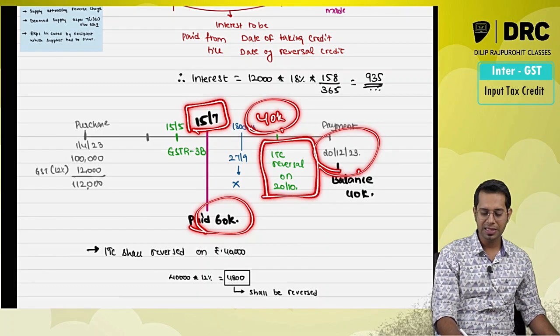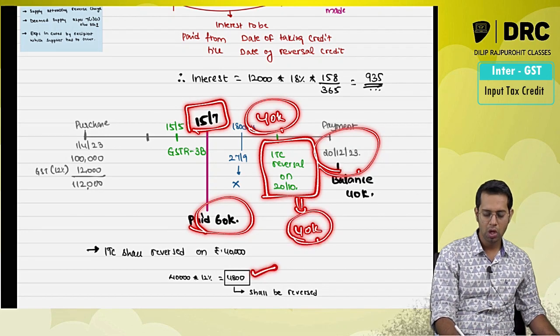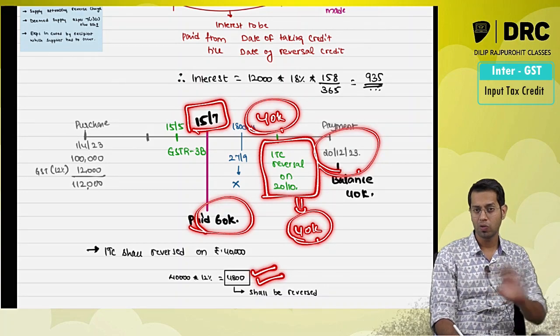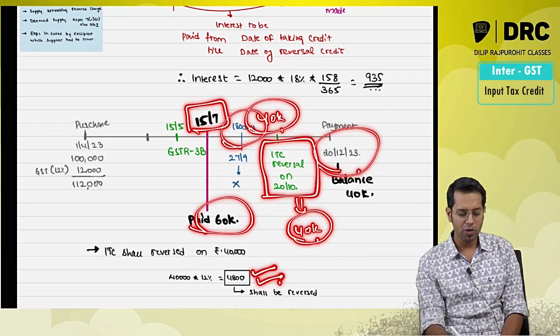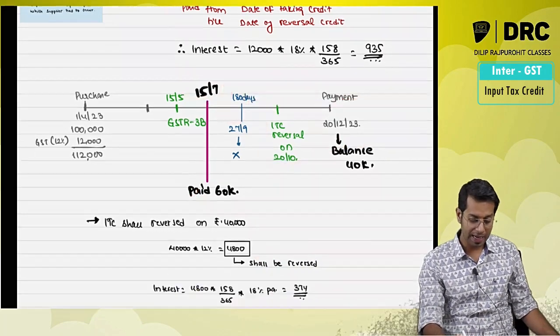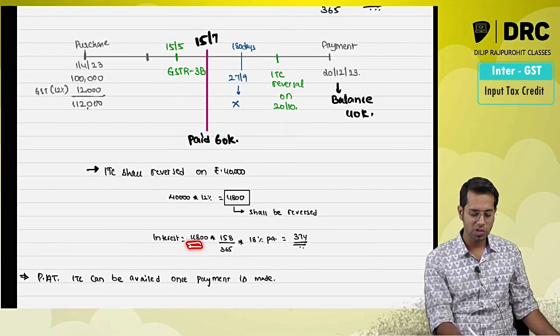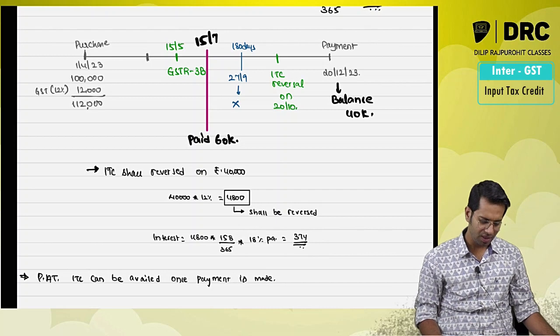So when I am reversing the input tax credit, I should reverse only tax on 40,000 rupees, which comes to 4,800 rupees. Now I should reverse not the entire amount of 12,000. I don't have to reverse the 12,000 rupees because I have made a part payment. So I will have to reverse how much, sir? I will have to reverse only 4,800 rupees and the interest also should be paid only on this 4,800 rupees.